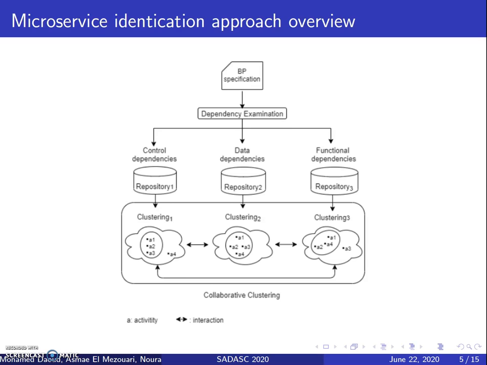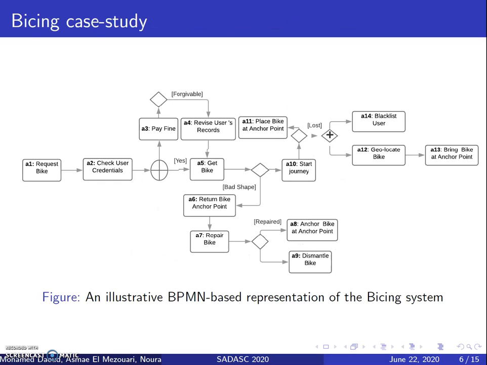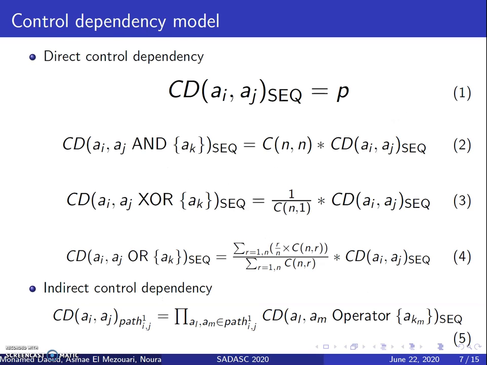clustering algorithm. Here we have an example of BP for biking, including activities such as get a bike after checking user credentials. Given a BP specification, we use the models to generate different dependency matrices. Since activities could be linked via different operators like sequence or and XOR, we formalize the control dependencies based on the occurrence probabilities of the activities.